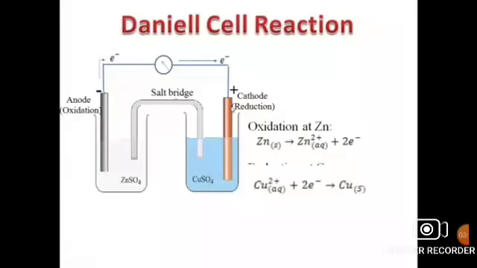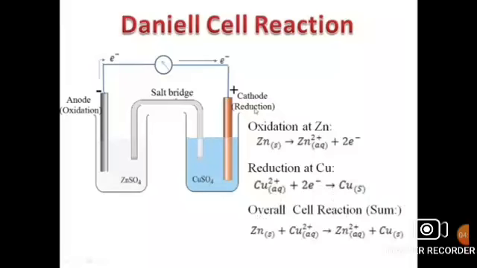Now we will see the reaction at the cathode. You can see copper 2 plus aqueous gains 2 electrons and becomes copper solid. It occurs at the cathode where reduction takes place. You can see the charge of the copper changes from 2 plus to 0. This occurs at the cathode terminal, that is known as reduction.